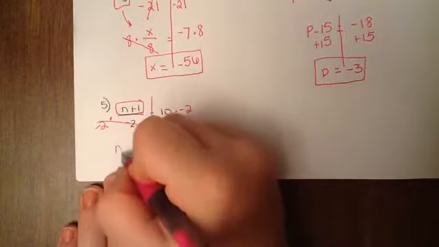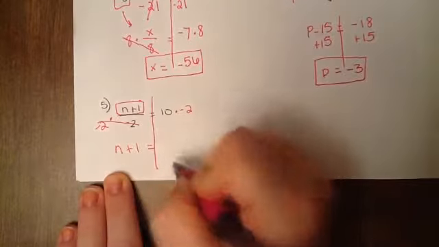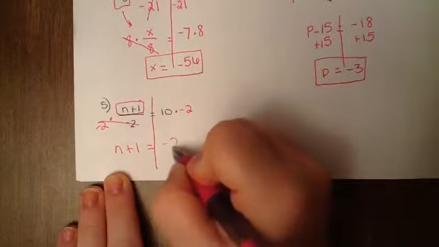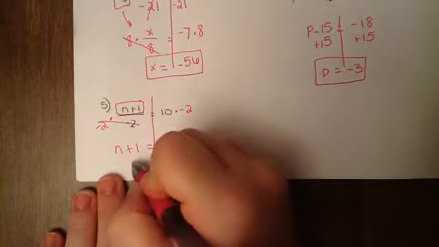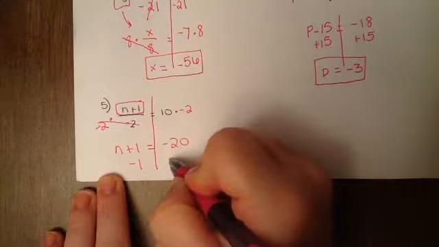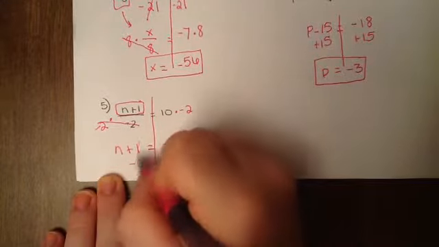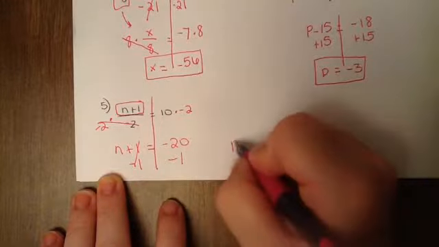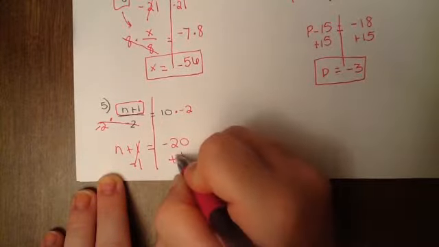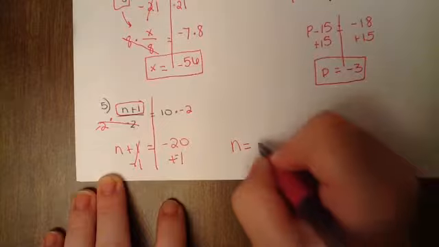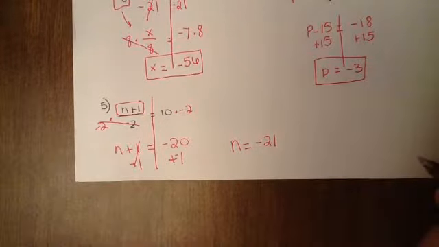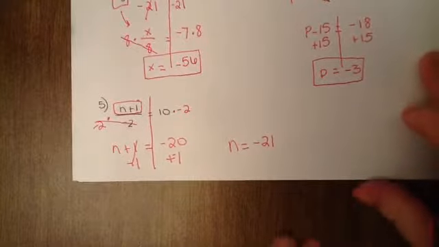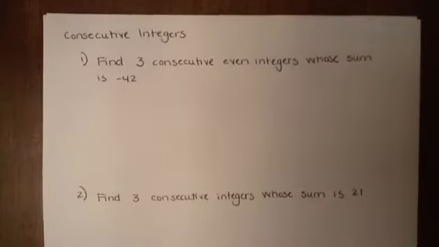We are left with n plus 1 equals -20. How do you get rid of a +1? -1. What I do on one side, must do to the other. n equals -20 and -1 make -21. Nice job. The last thing we're going to look at today is consecutive integers.